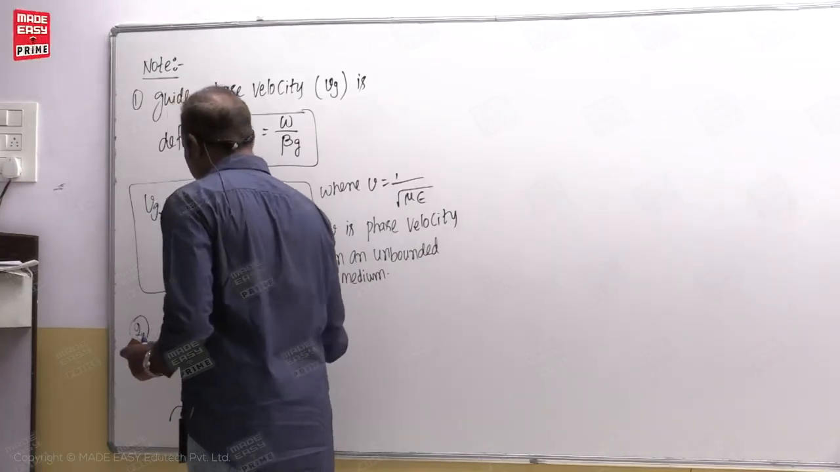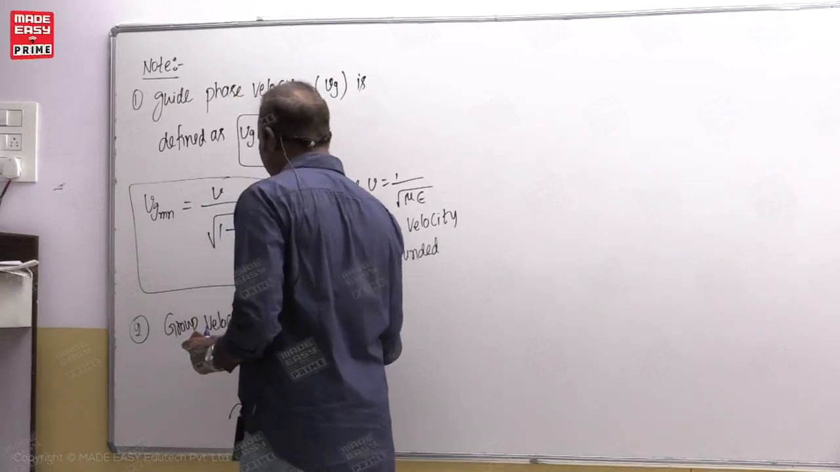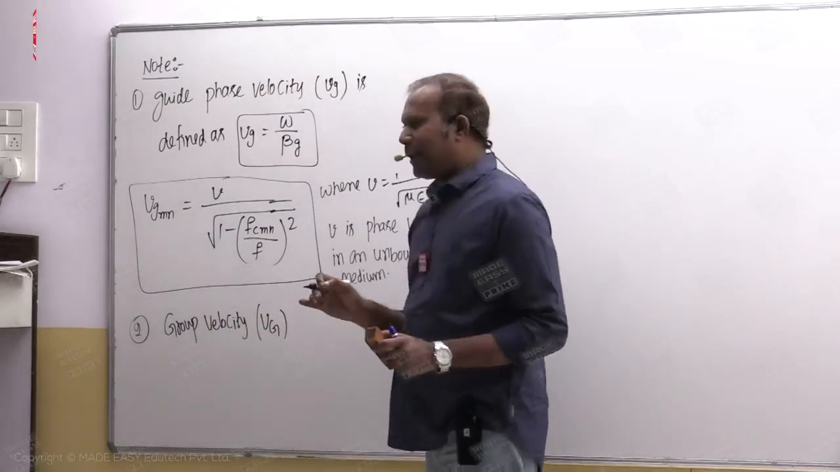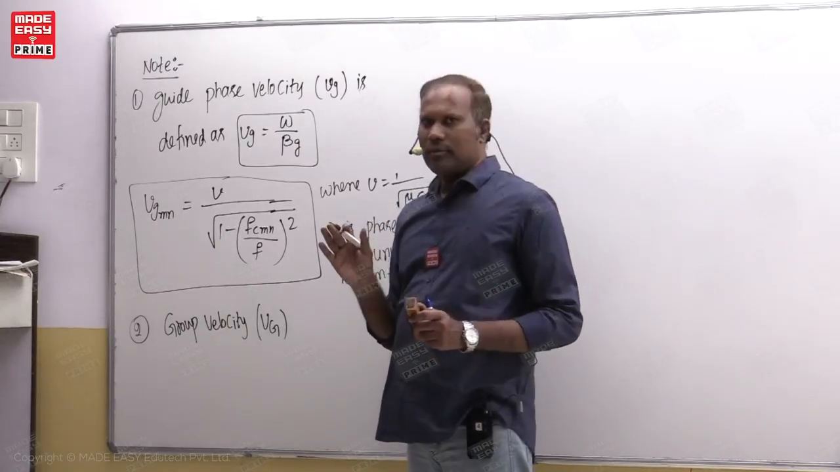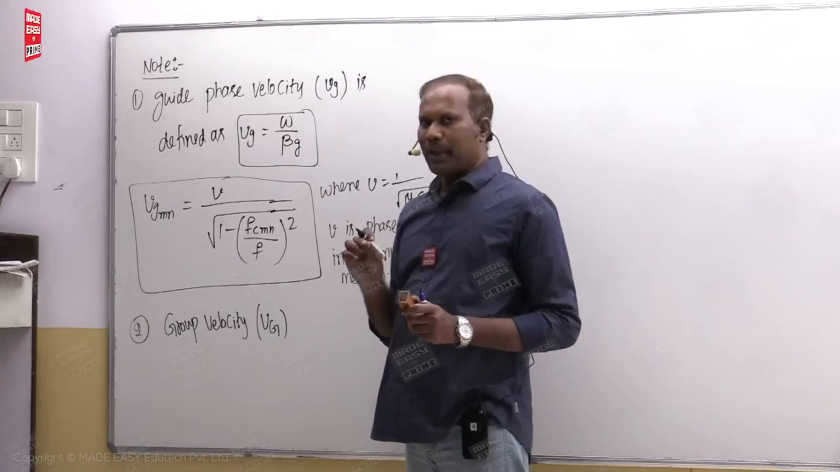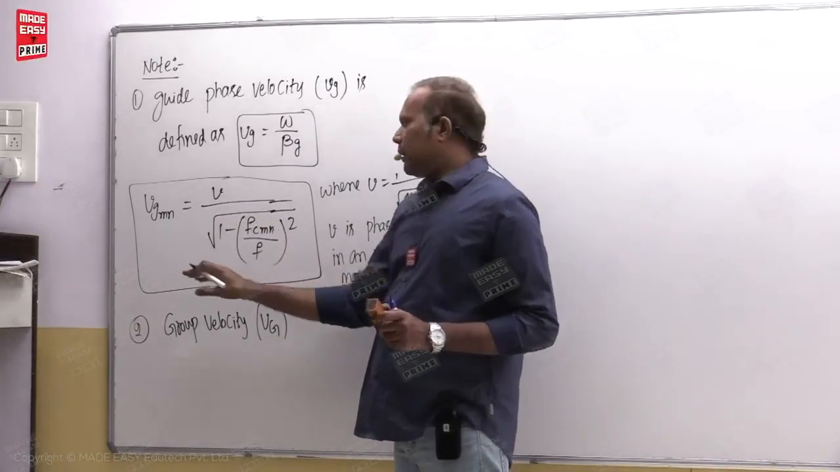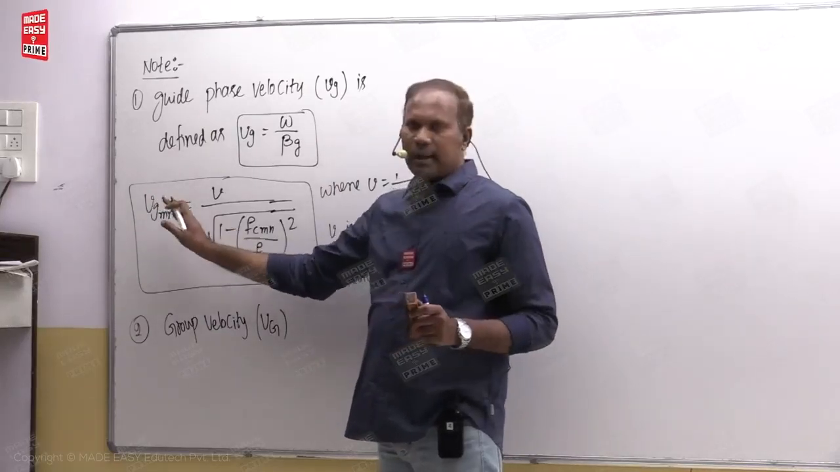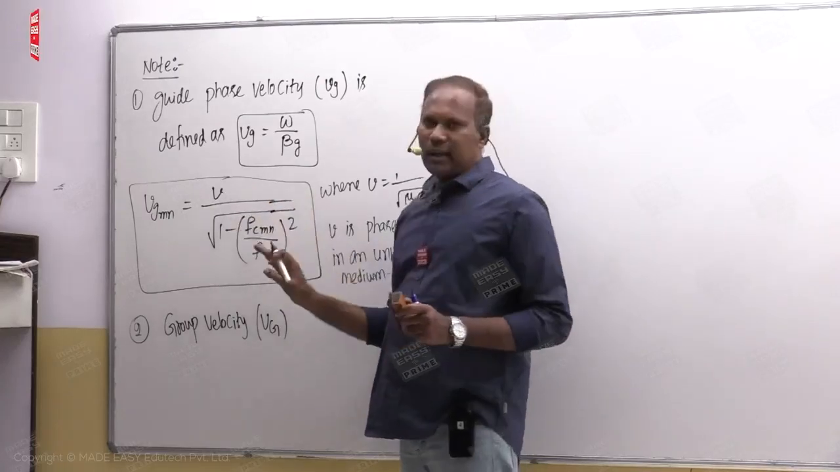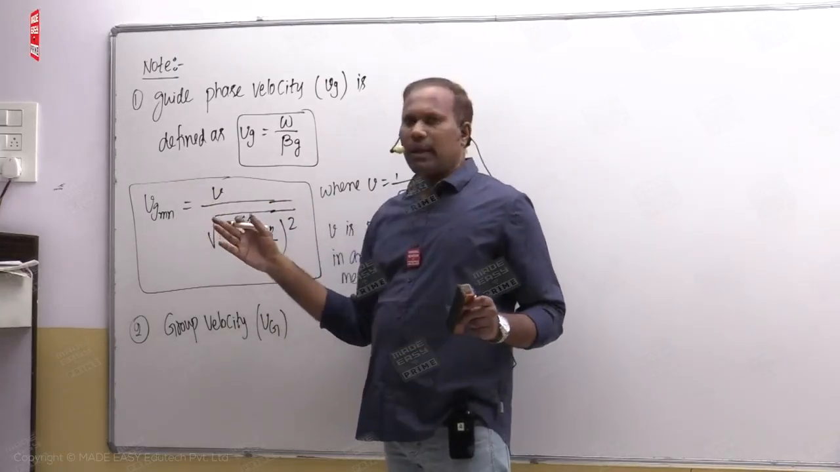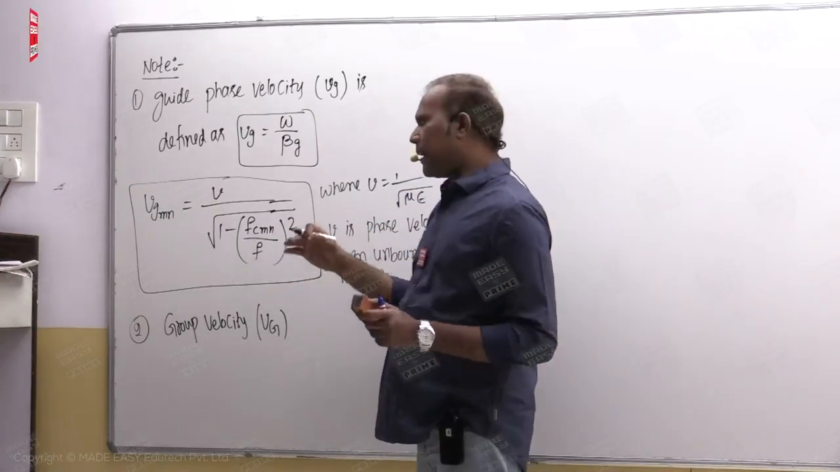Now second one, group velocity, symbol V capital G. I told you different books use different symbols. Don't confuse. What is important is velocity divided by this factor, and the symbol might be any symbol, that is called guide phase velocity, and velocity multiplied with this factor, and the symbol may be any symbol, that is called group velocity. I told you already, once again I am telling.